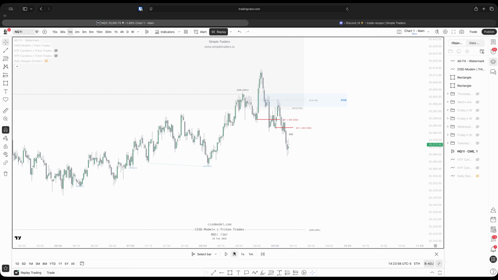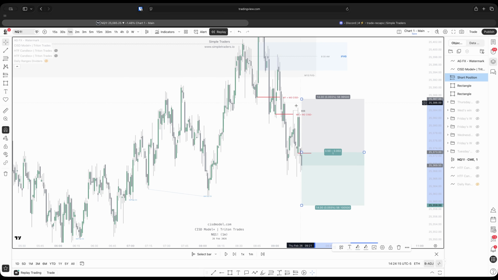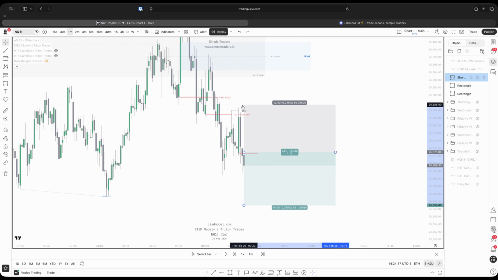So I forward price just a bit. And as you can see, we formed another continuation CISD. So this is where I went short right there. My stop loss is above this strong high right there.